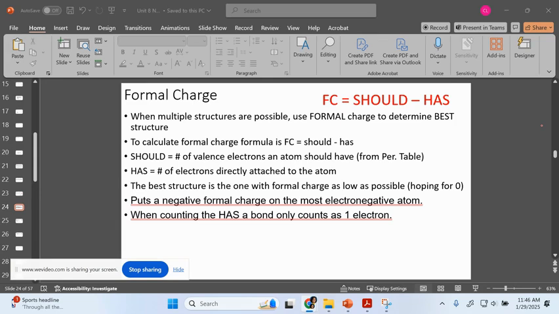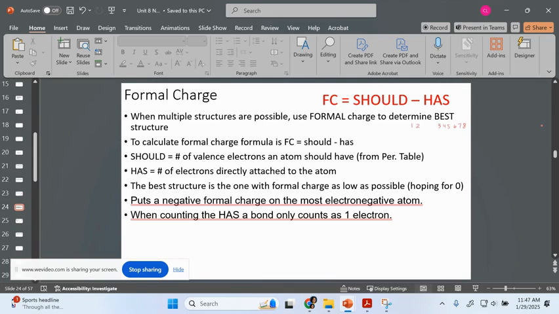Should is the number of valence electrons an atom should have. You're just counting how many valence electrons it has off the chart. Hydrogen 1, next column 2, skip a few, 3, 4, 5, 6, 7, 8. You guys have been doing that. Everybody should be able to find should. Okay? You remember how to find should? All right. So should is easy. Has isn't that much harder. Sorry, got my tenses wrong. Has is the number of electrons directly attached to the atom.